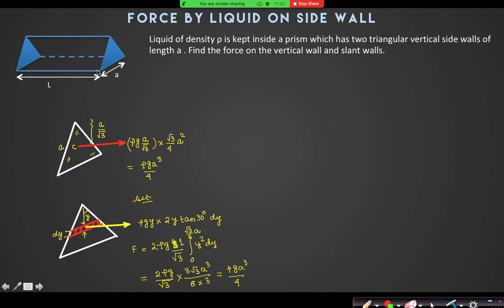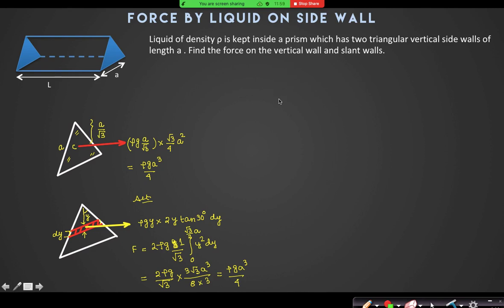Just check whether this force on the triangular face is clear to all of us. Okay, now what is the force on this slant rectangular face? There are two ways I can find this answer. Has anyone got your answer? Yes, sir. Is it 3 by 8 rho g a square into L?